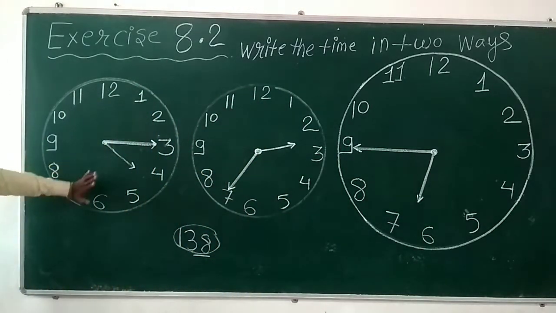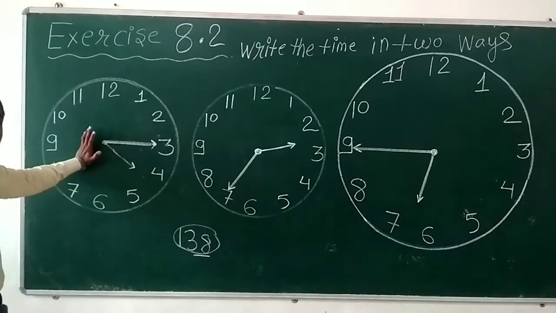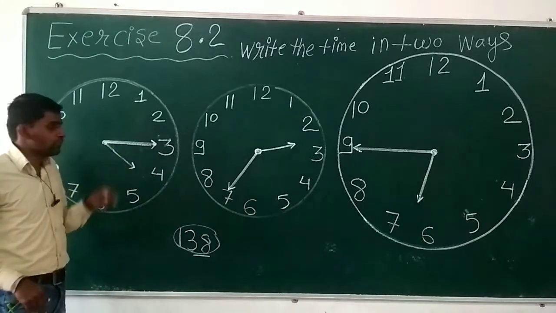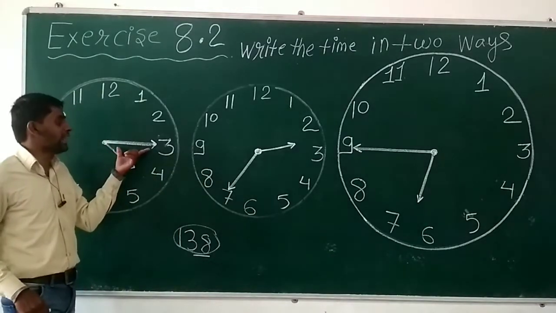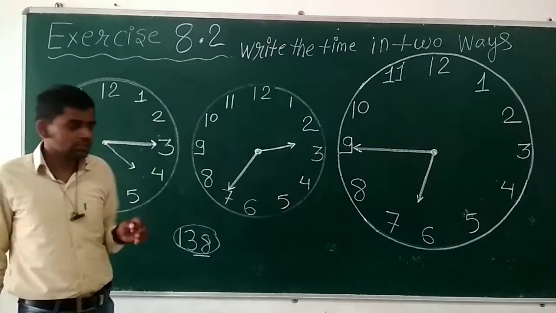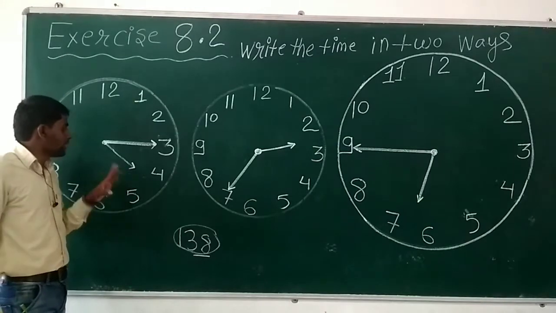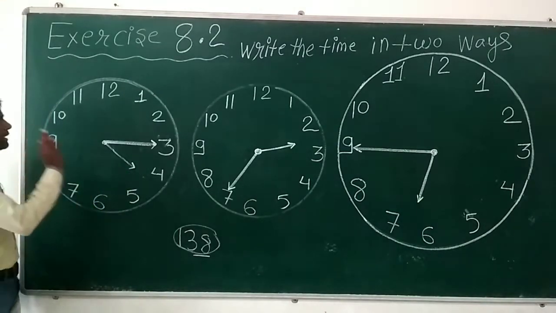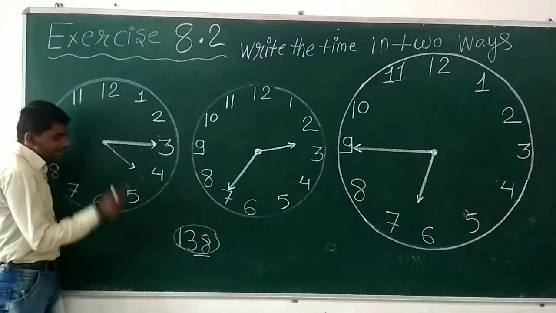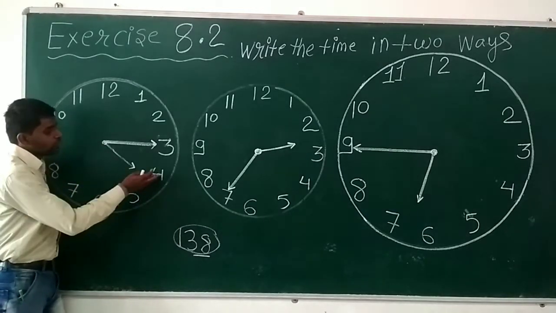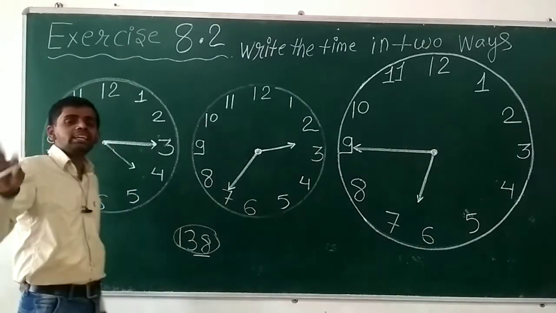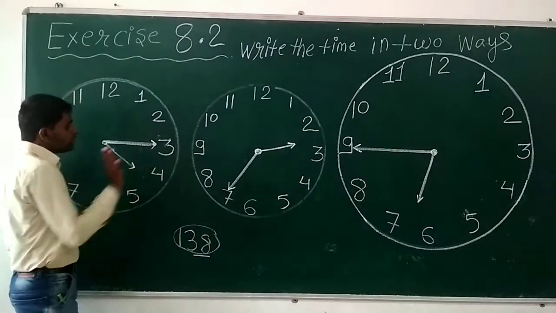In the first clock there are two hands, दो hands है. We have already learned that the big hand is our minute hand and the smaller hand is our hour hand. Now first of all we have to observe this clock. Where is the hour hand? The hour hand is in between 4 and 5. 4 या 5 के कहीं तो भी बीच में है. And the minute hand is exactly on 3.